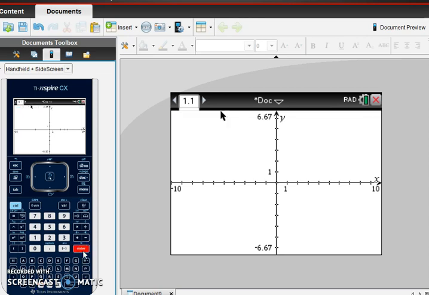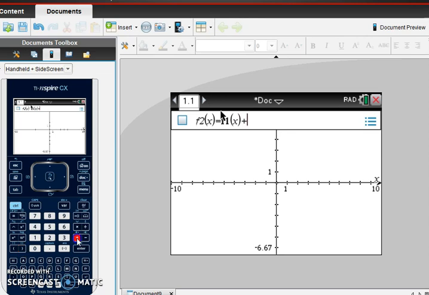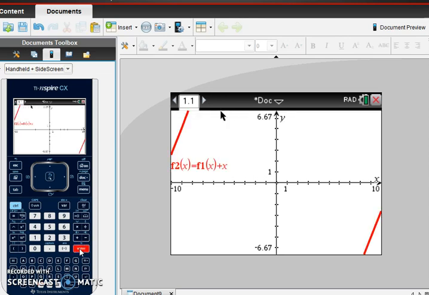Now we can't see the graph, but that's okay because we don't actually care about the graph. We care about the table of values that we're going to get from the graph. So I'm going to hit tab so I can add a second equation because I also need the sum. And the way I'm going to do that is I'm going to type F1, open parentheses, X, close parentheses, plus X. So what this is saying is that I want to take all the Y values from my first function and add them to the X coordinates. So once I have that typed in, I'm going to hit enter.